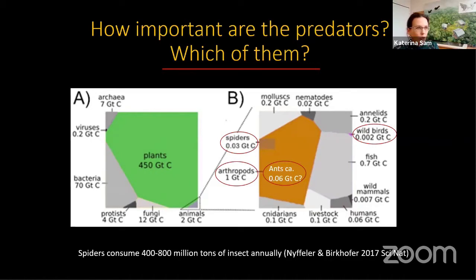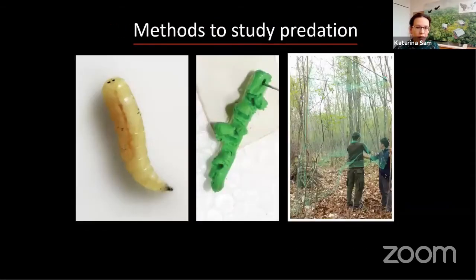In contrast to the birds, predatory arthropods like ants and spiders have much bigger biomass globally, and they are estimated to consume even more arthropods, tons of insects, annually than the birds. So we were thinking about how to study the predation.